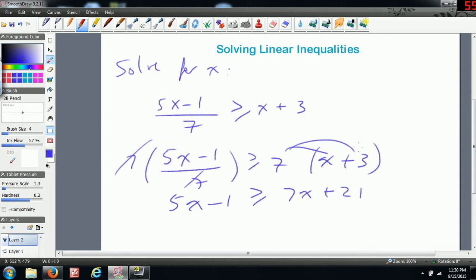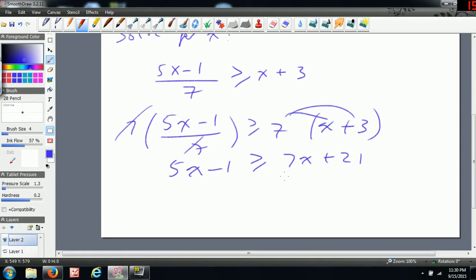This multiplies here and here when we open up the brackets. Then we bring all the x's to one side and all the numbers to the other side. So negative 1. When we bring the number over, it still changes sign. So if it's positive here, it becomes negative. So over here, when we bring the 1 over, it becomes a positive. So those rules are still the same.